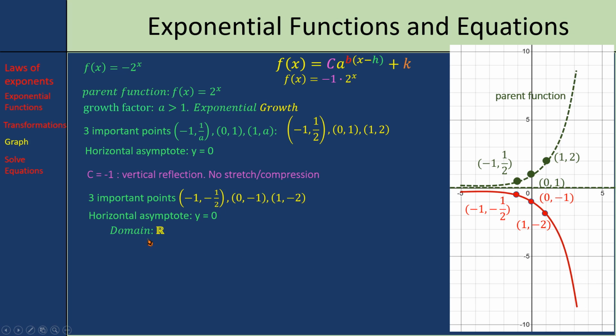Again, the domain is always all real numbers. The range now, my graph is underneath, so y is less than 0. And this one is still growth. Look, it's getting really steep. You see, this is steep. This graph is also steep. Even though it's going up and this one is going down, they are both exponential growth. This one is negative growth. This one is positive growth.